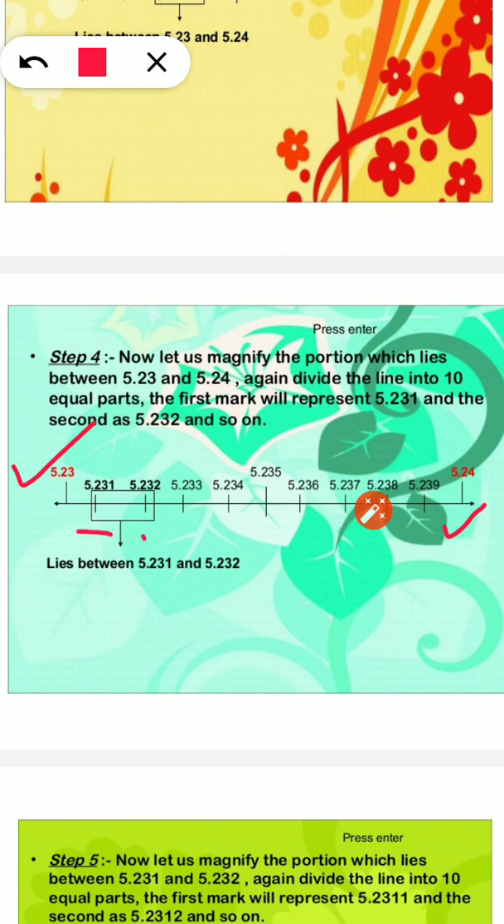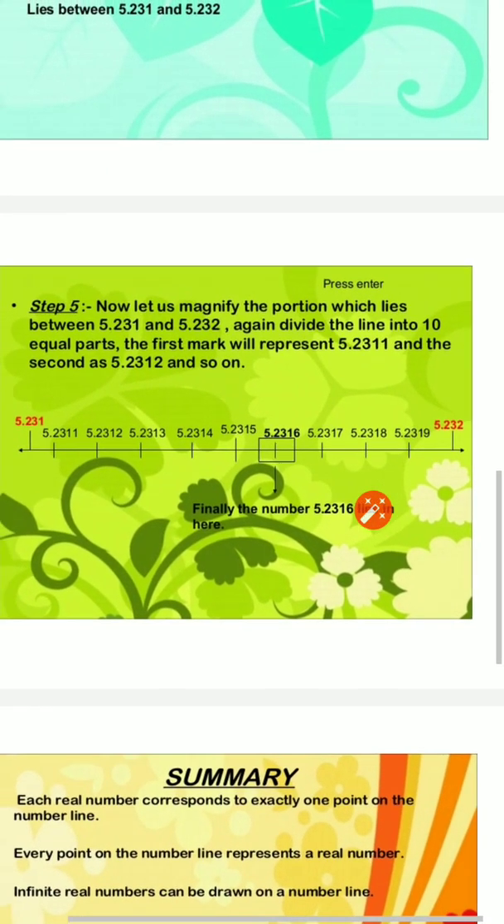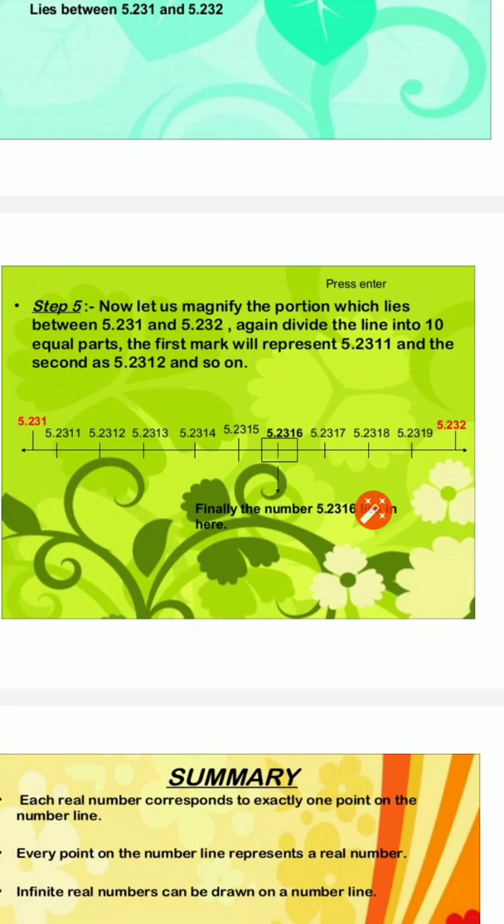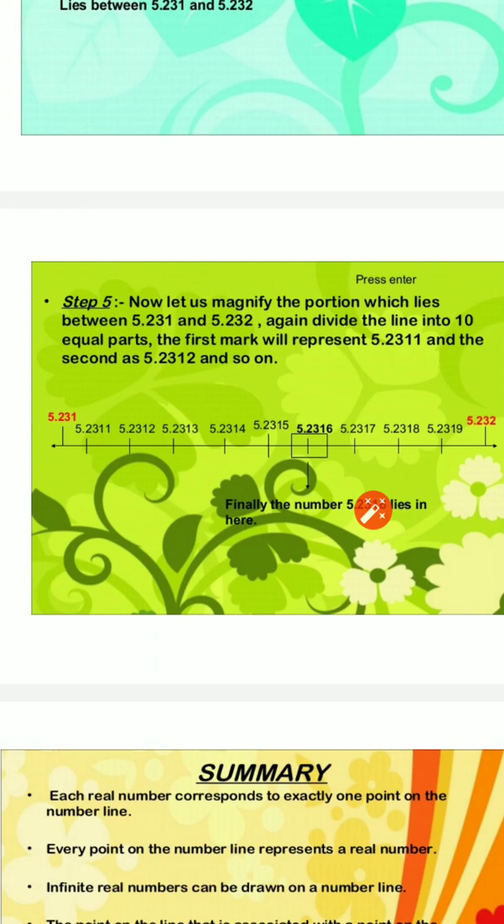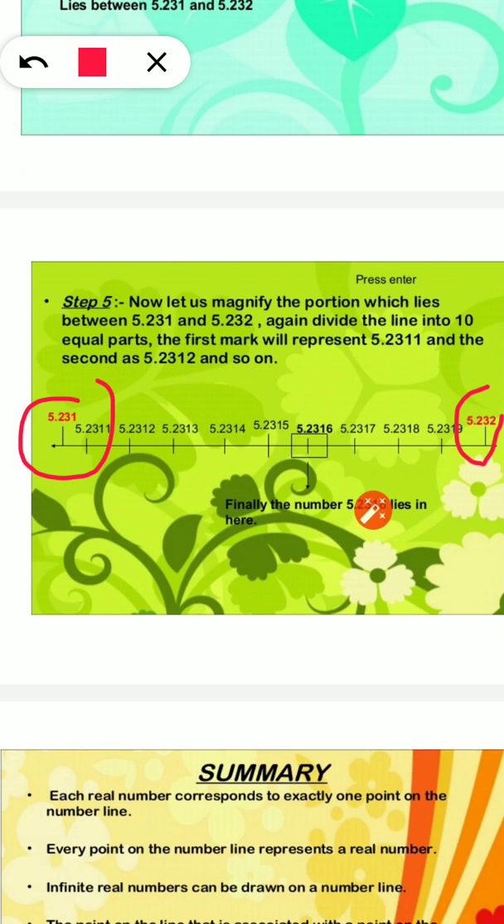5.231, 5.232. So that particular number 5.2316 will lie between 5.231 and 5.232. Now children, come to the next step. Step 5 is, now let us magnify the portion which lies between 5.231 and 5.232. देख लीजिए फिर से इसने 5.231 और 5.232 को 10 इक्वल पार्ट्स में डिवाइड कर दिया.